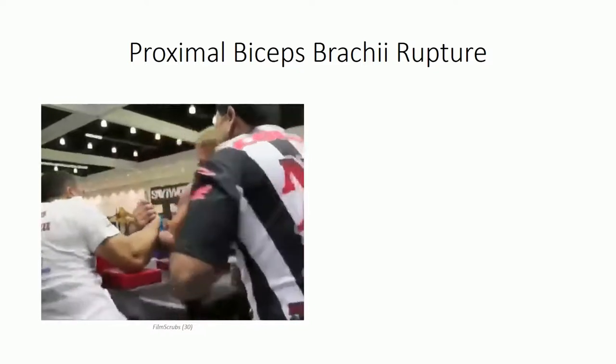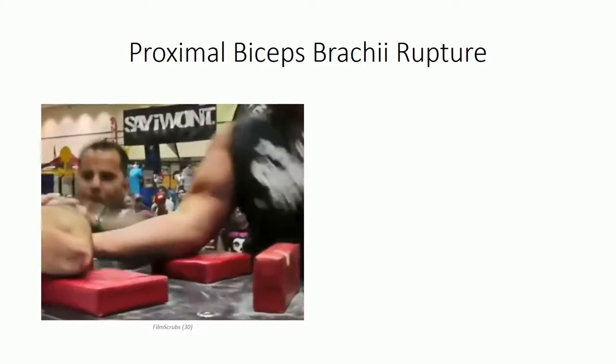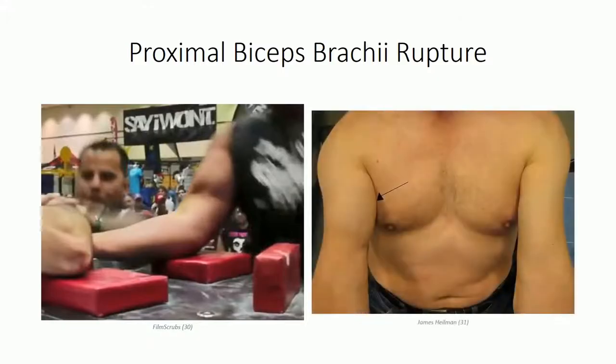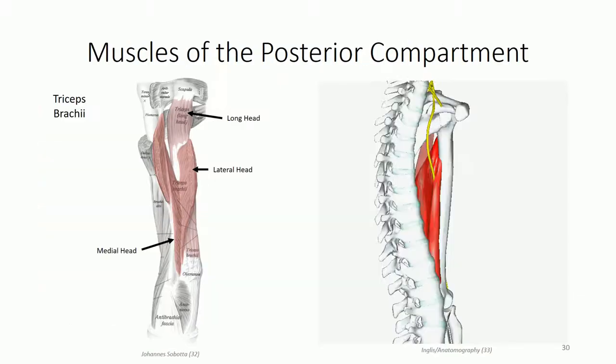More debilitating is a rupture to the distal tendon, resulting in complete loss of function of the bicep. Notice the proximal bulge observed with this injury, the opposite of what was seen with the proximal rupture. Surgical repair requires reattachment to the radial tuberosity, and rehabilitation is a lengthy process.